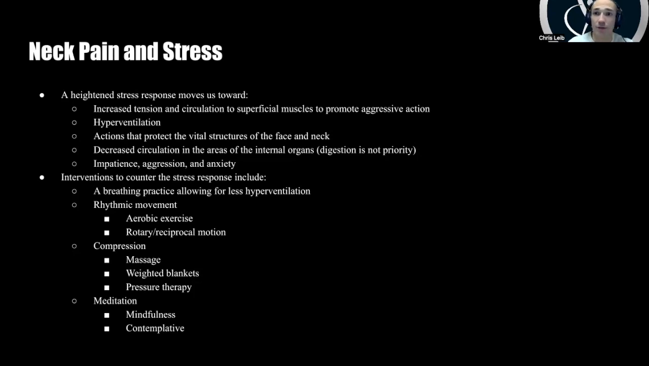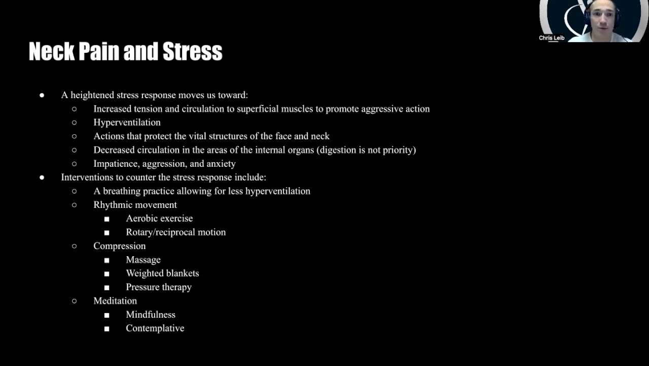So trying to find that type of rhythmic movement, and I think that gets tied into aerobic exercise quite a bit. It could also be any type of rotary or reciprocal motion. A lot of aerobic exercise does have a reciprocal motion component: swimming, walking, running. The better the efficiency is, oftentimes the better the reciprocal or rotary motion is.